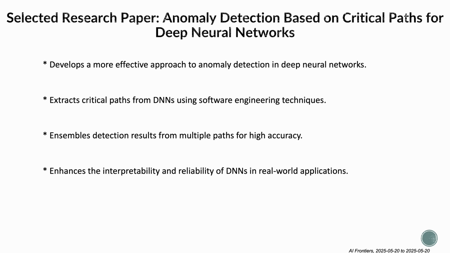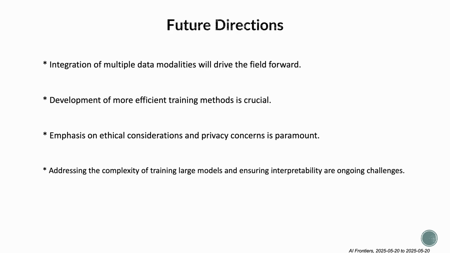The approach is evaluated on the anomaly detection task. The experimental results suggest that the proposed method outperforms state-of-the-art methods and is suitable for the detection of a broad range of anomaly types with high accuracy. This paper contributes to the field by providing a more robust and interpretable approach to anomaly detection in deep neural networks. Looking ahead, the future of machine learning holds great promise.